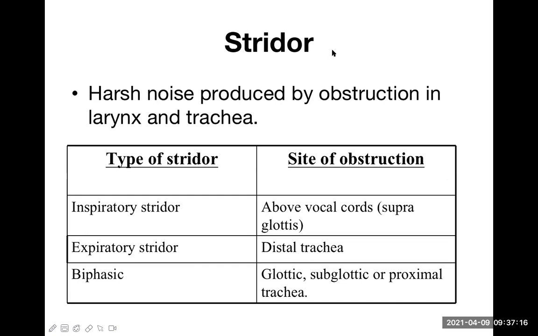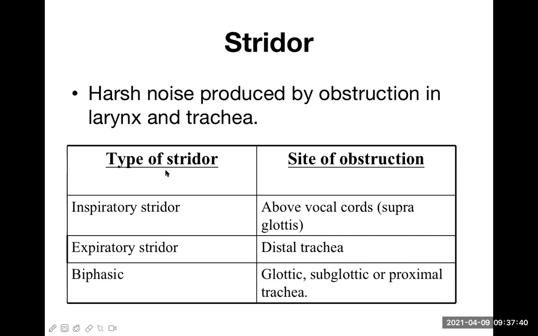Now see here. Stridor is a harsh noise produced by obstruction in the larynx and trachea. Larynx and trachea usually, or even upper than that. If the upper part of the larynx is affected, or the lower part of the pharynx, then also stridor may be heard. But the most common sites are the larynx and the trachea.